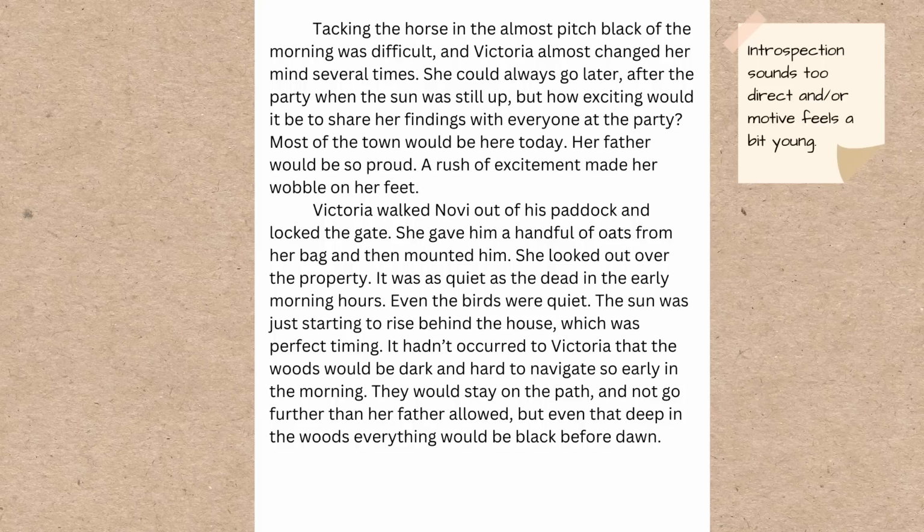Victoria walked Novi out of his paddock and locked the gate. She gave him a handful of oats from her bag and then mounted him. She looked out over the property. It was as quiet as the dead in the early morning hours. Even the birds were quiet. The sun was just starting to rise behind the house, which was perfect timing. It hadn't occurred to Victoria that the woods would be dark and hard to navigate so early in the morning. They would stay on the path and not go farther than her father allowed, but even that deep in the woods, everything would be black before dawn.